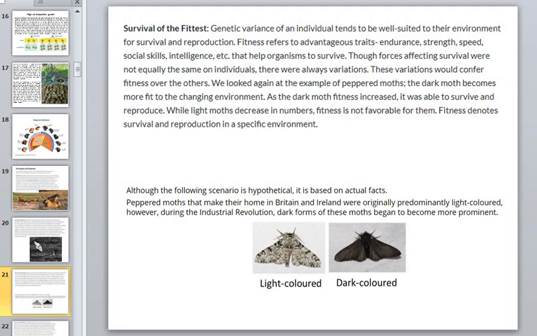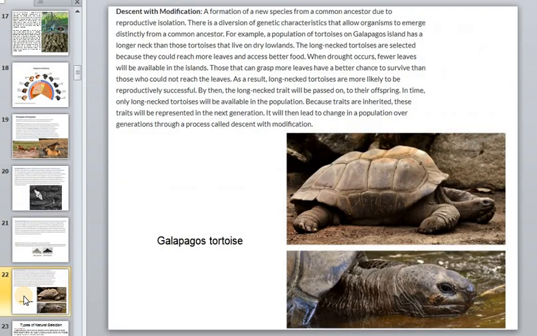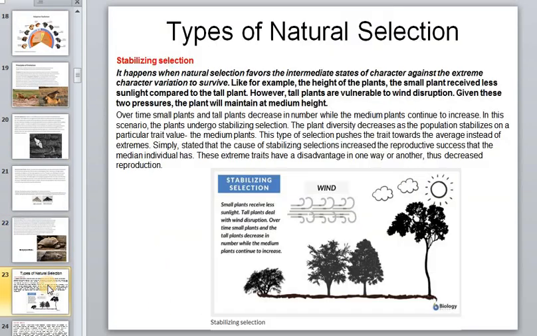As a result, we have the next principle of evolution, descent with modification, like in the turtles of the Galapagos Islands. These turtles have different neck lengths.